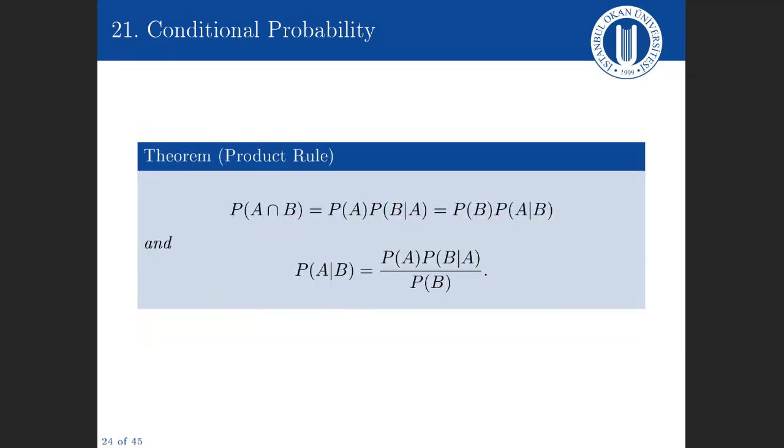Now that we have this, we can say that the probability of A intersection B, that's the probability of A times the probability of B given A, is also equal to the probability of B times the probability of A given B. We've just done this. And then rearranging this formula, we can say that the probability of A given B is the same as the probability of A times the probability of B given A, divided by the probability of B. This is us just playing with the equations to get a new formula.